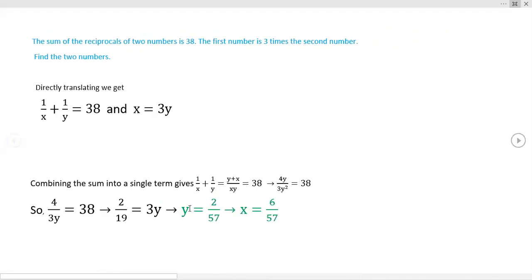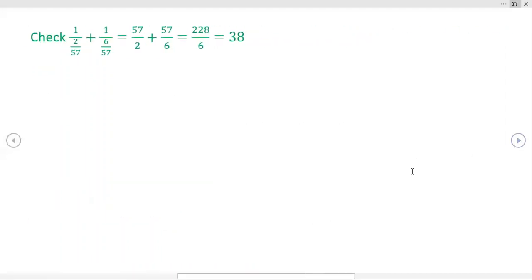Okay, so let's back up just briefly. The answer to the question is the second number would be 2 over 57, and then the first number would be 6 over 57. And this piece on the next page is just a check. Okay, I hope that helped.